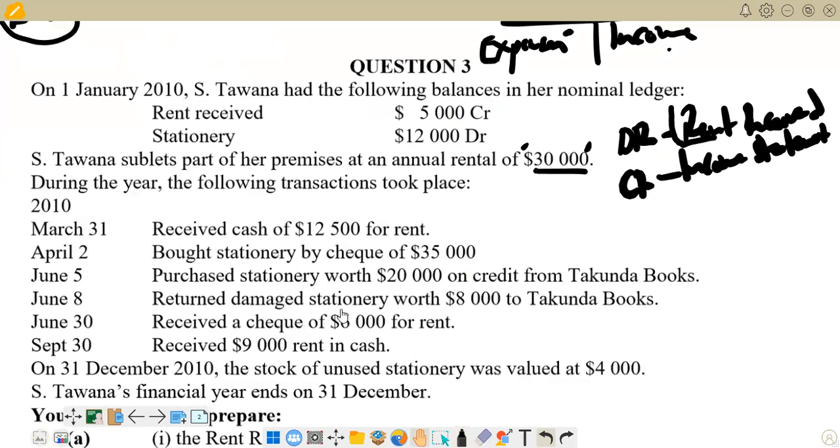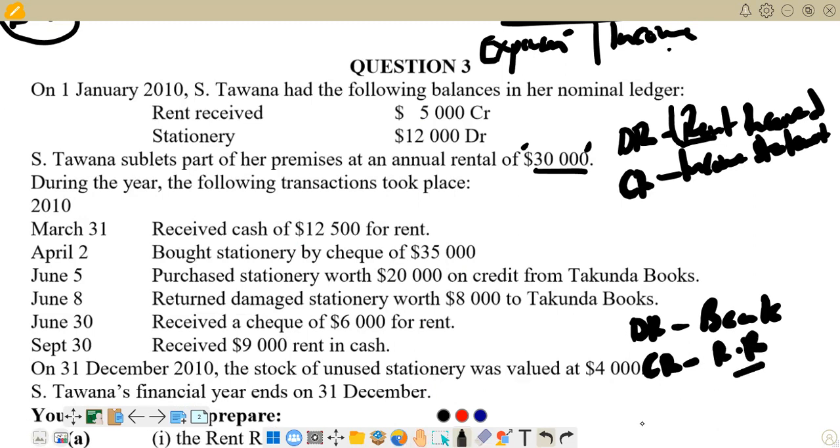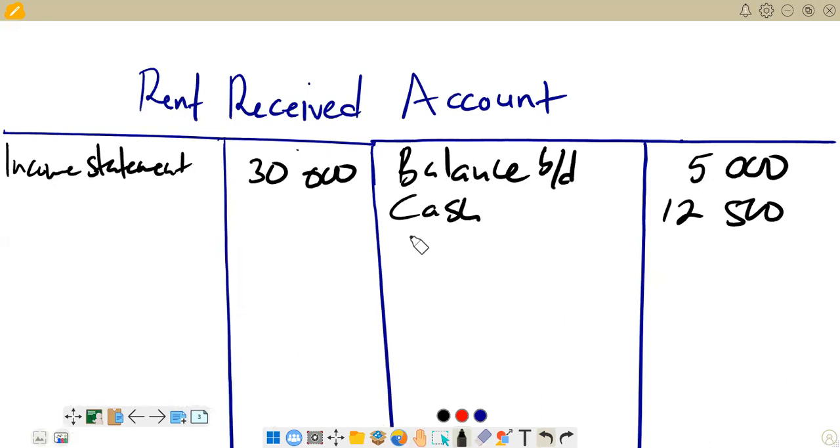We go to the next one on June 30. We've got received a check of 6,000 for rent. So double entry again for this one. We are saying we are receiving check. So check is bank, so we debit bank, and then we credit rent receipt. So we are concerned with the rent receipt. So we are going to the credit side of the rent receipt, and we are going to enter the amount of 6,000. Remember this was received by bank, and the amount is 6,000.